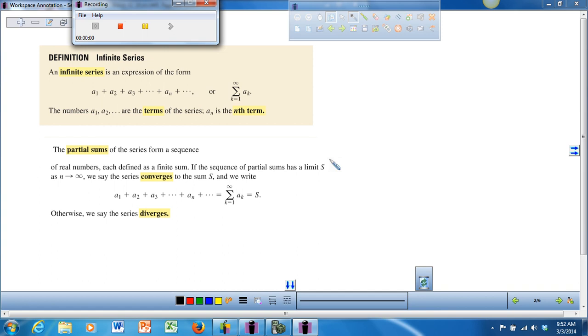All right, so section 10.1, power series, definition of an infinite series. A couple of things we need to be comfortable with. An infinite series is an expression of the form a sub 1 plus a sub 2 plus a sub 3. We've talked about sequences already, and sequences are just a list of values separated by commas. But a series is the sum of all of those terms. We could have addition and subtraction, but there is addition or subtraction going on between each of the terms.